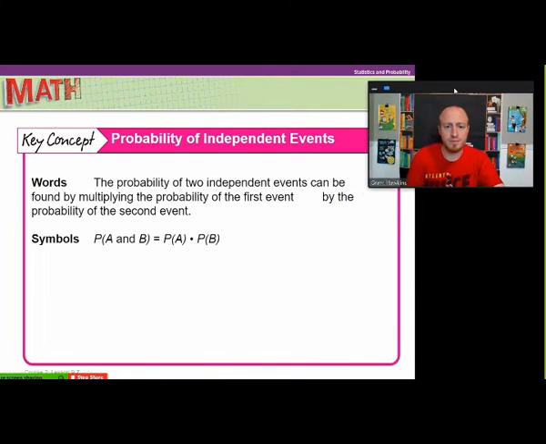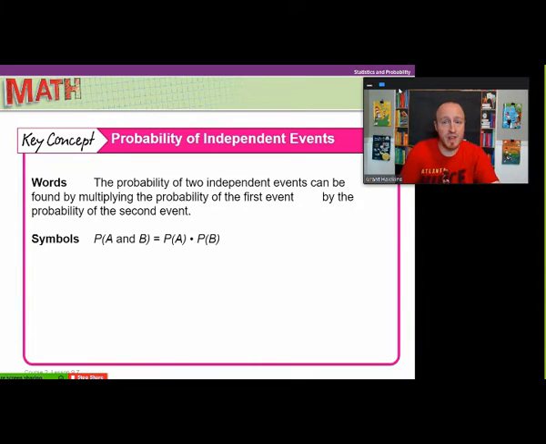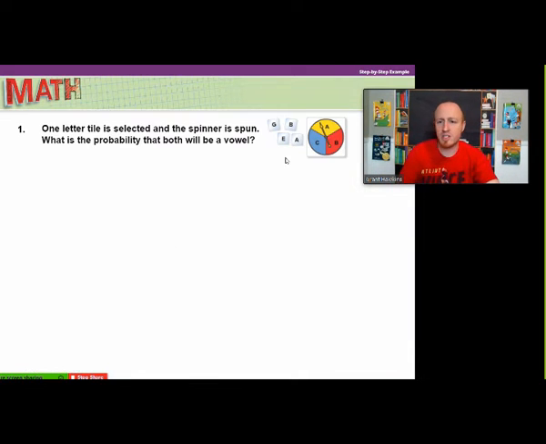So, the probability of two independent events can be found by multiplying the probability of the first by the probability of the second. We already have been doing that, right? So we said rolling two dice. You roll one, roll another, there's 36 possible outcomes, because 6 times 6 is 36. So the probability is 1/6 times 1/6. We've done that.